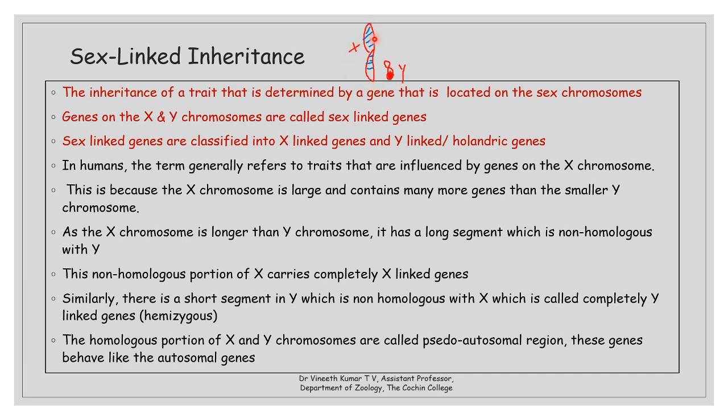That is the non-homologous region of the X chromosome, called the X-linked genes. The non-homologous genes present in the Y chromosome are called the Y-linked genes, and the homologous portion present in both X and Y is called the pseudo-autosomal genes. So these are the different types of genes that can be distinguished in both X and Y chromosomes.